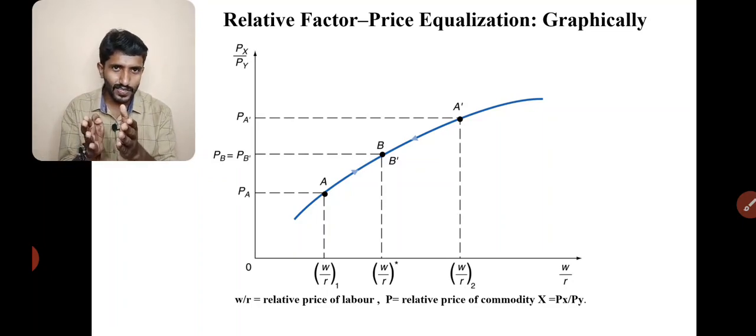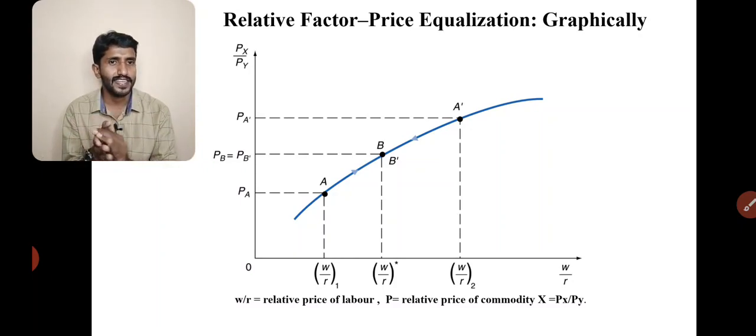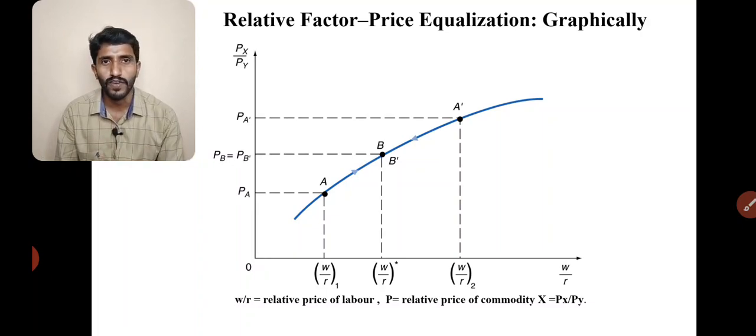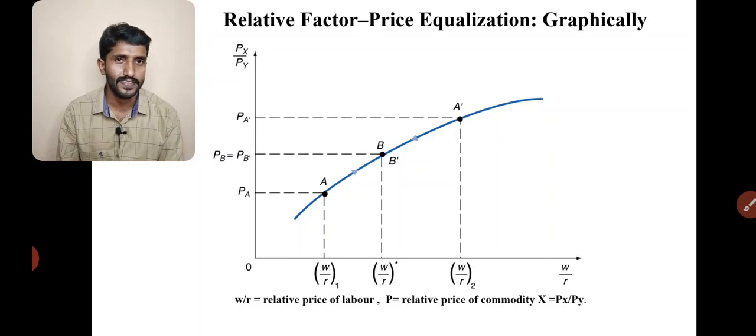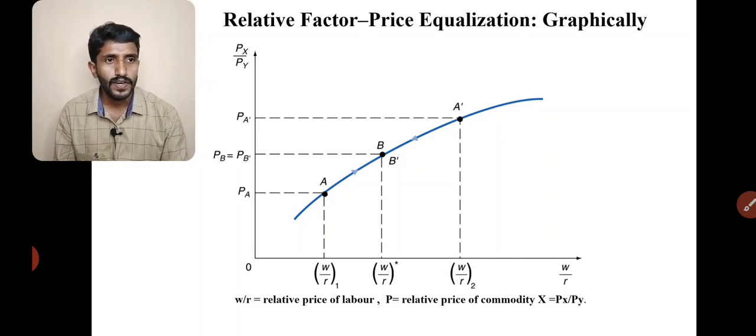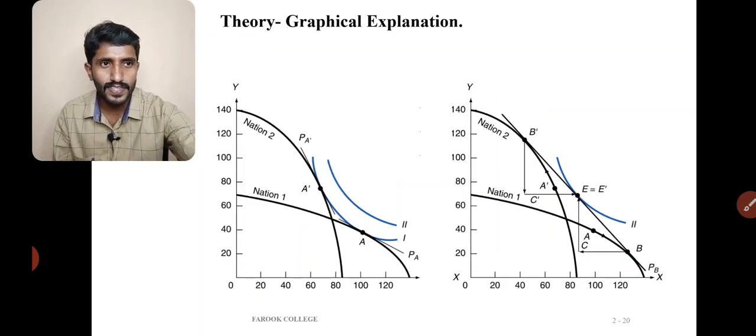So here you can see that there is an x axis and a y axis. In the x axis we are showing W by R, which is nothing but the relative price of factors. In the y axis we are showing Px divided by Py, which is the relative commodity prices.